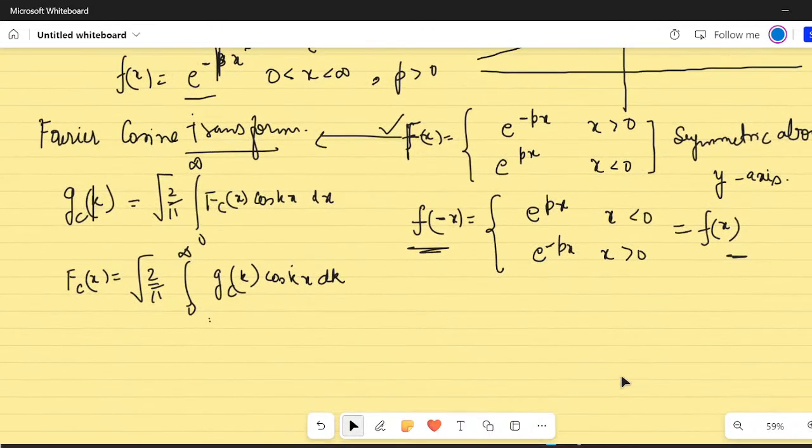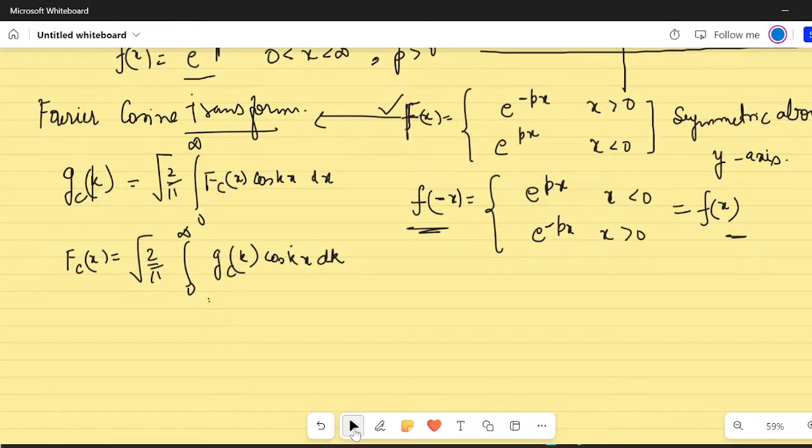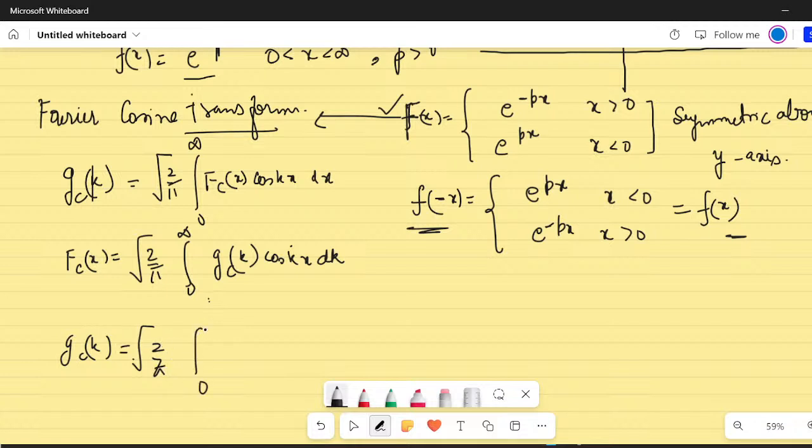Now if you want to replace this definition here, you'll get this particular thing: what would be G_c(k)? Because for all x greater than 0 it is simply e to the power minus px, so G_c(k) is simply root over 2 upon pi, integral from 0 to infinity, e to the power minus px, then cos kx, and dx. And this particular integral can be told as the Laplace transform of cos kx.